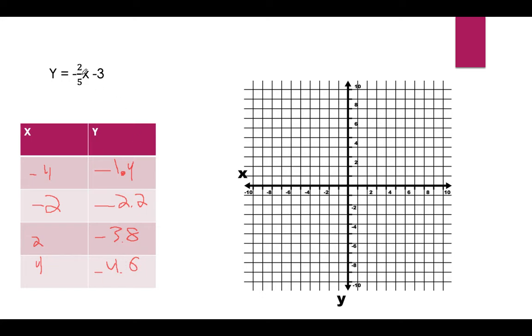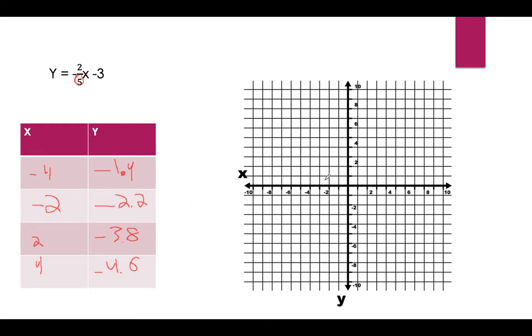Now one thing to note is that it is 2 divided by 5, 2 over 5. So if you pick numbers that are divisible by 5, it would be nice numbers. So if you pick negative 10, negative 5, 0 would work nice, 5 and 10, they would work nice. You can always just do decimals as well, either way.